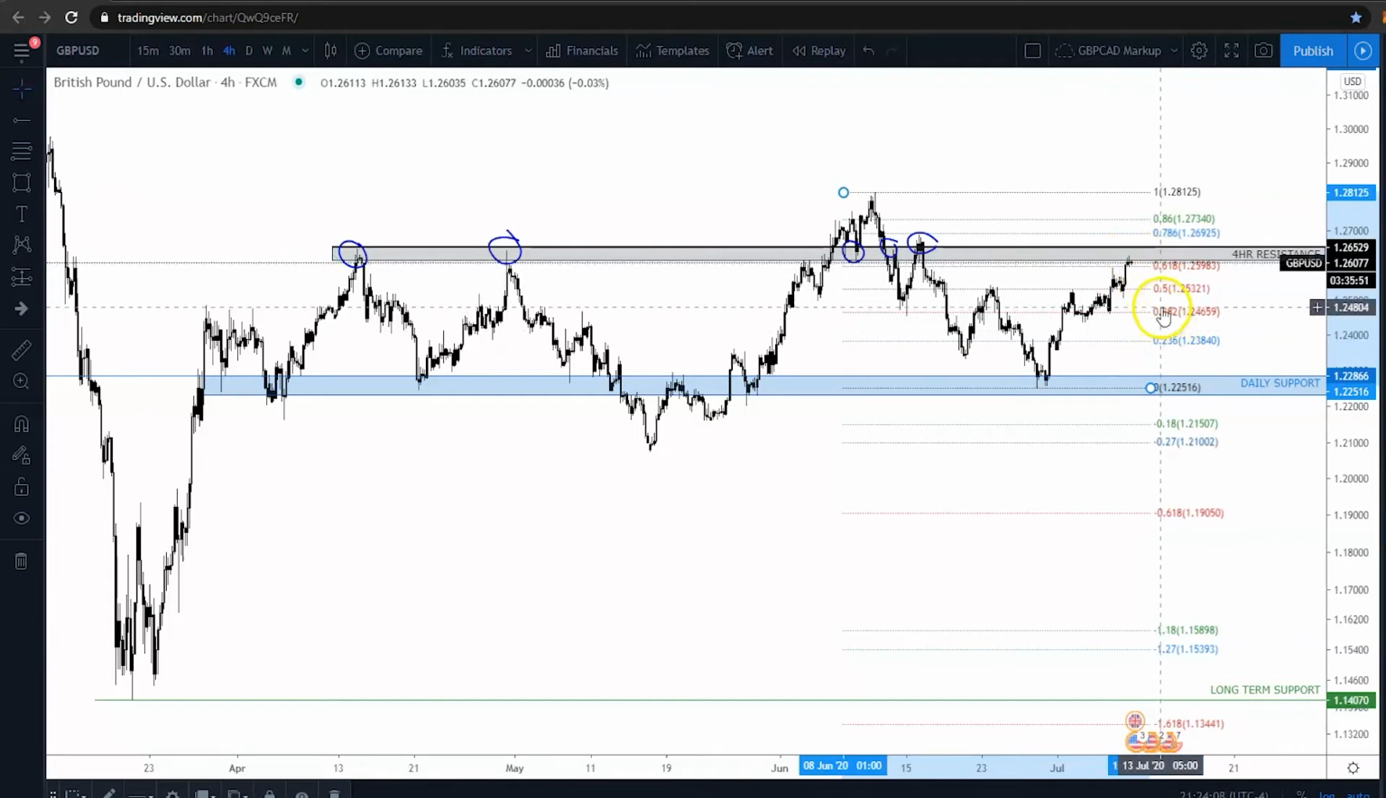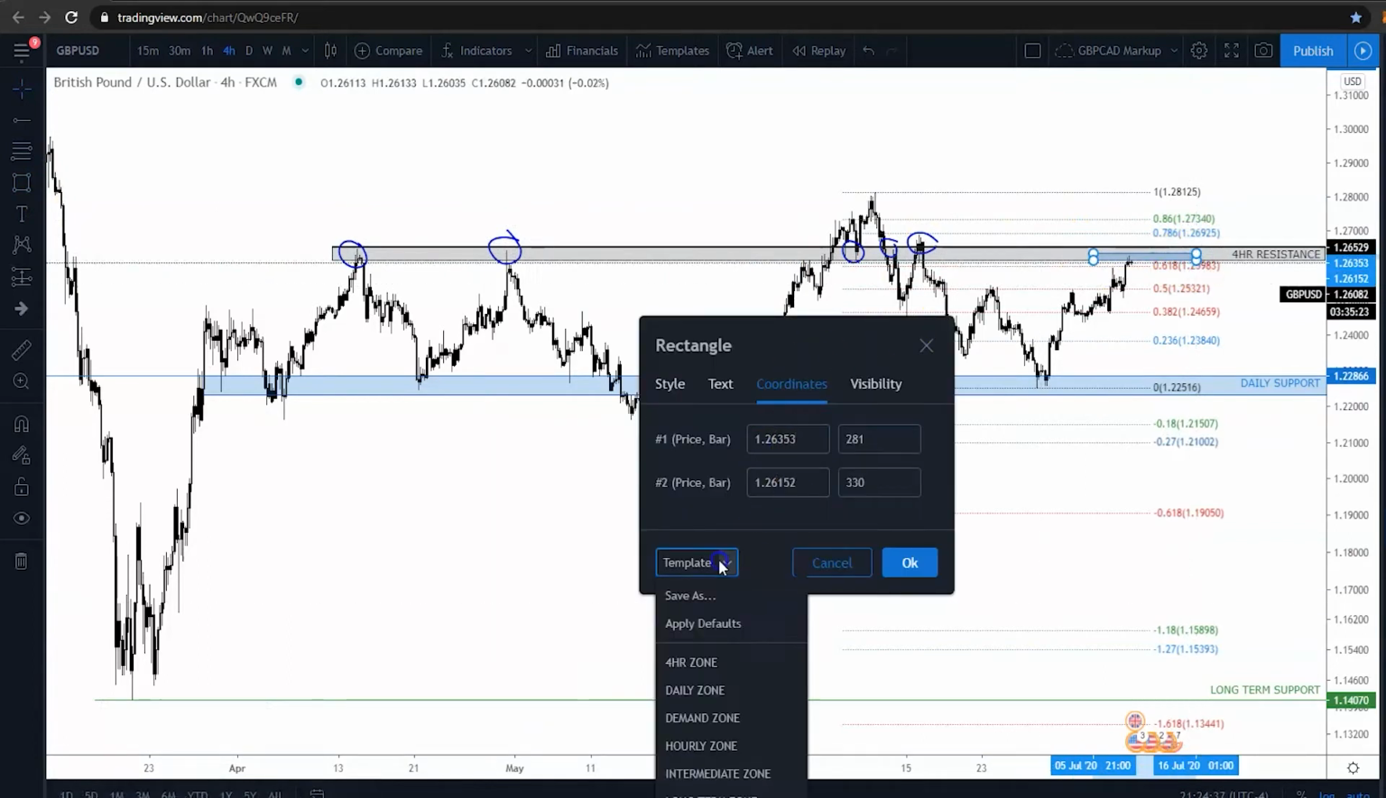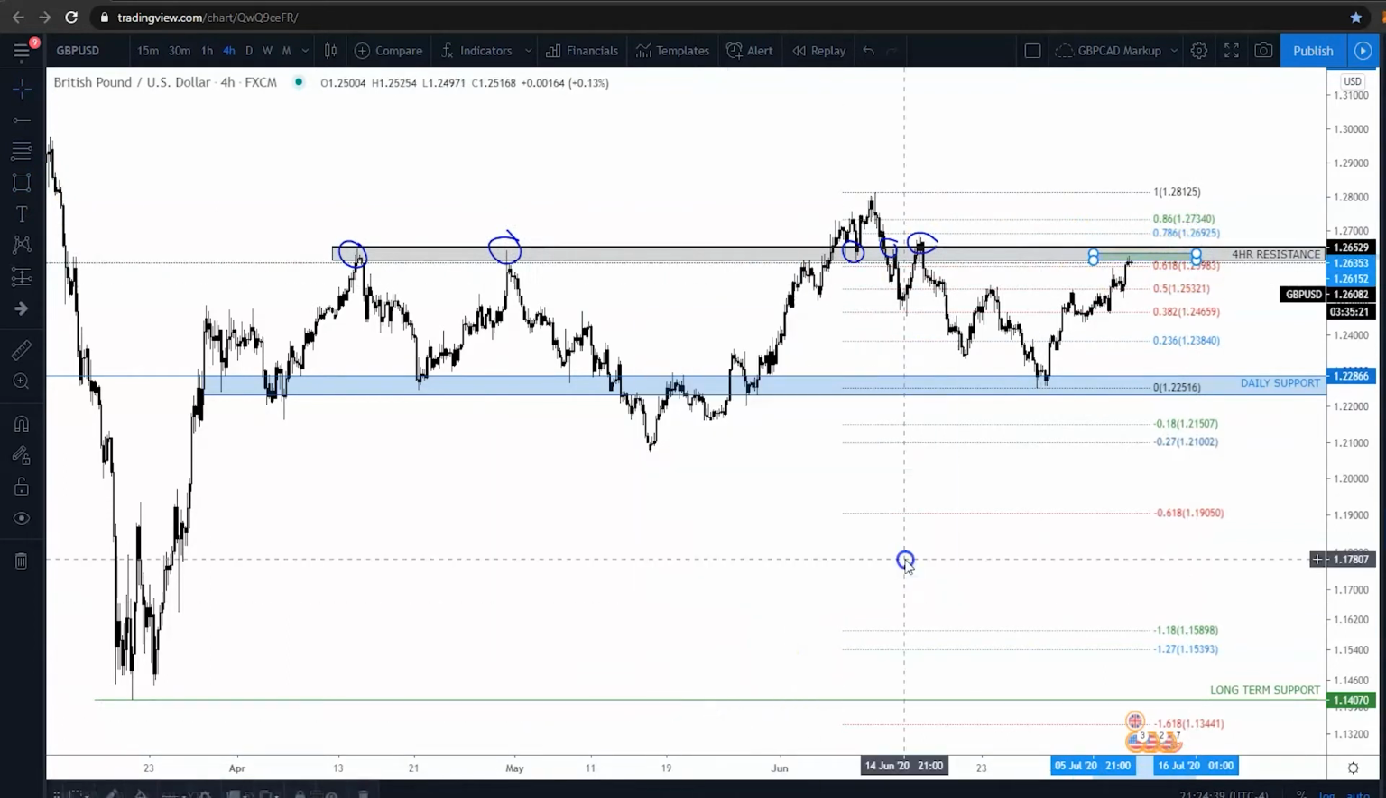So price anywhere in 38.2, 50, 61.8, price reacts there. Now price could push up a little bit higher, but I don't anticipate price pushing all the way up here, just because the real strong area is at this level, in this zone, right? And so I'm going to mark this because this would be the zone that I would enter. So I'm going to label this my demand zone.